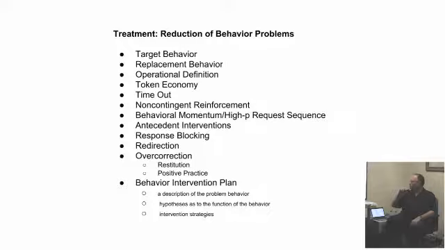Overcorrection. We don't do this very much, but overcorrection. Do we? Sometimes. Okay. So overcorrection has two components usually: restitution and positive practice. Basically overcorrection is for making a mess. So if a child breaks something or makes a mess, they have to clean up. They have to fix whatever they messed up, and then they have to overcorrect. They have to do something more.